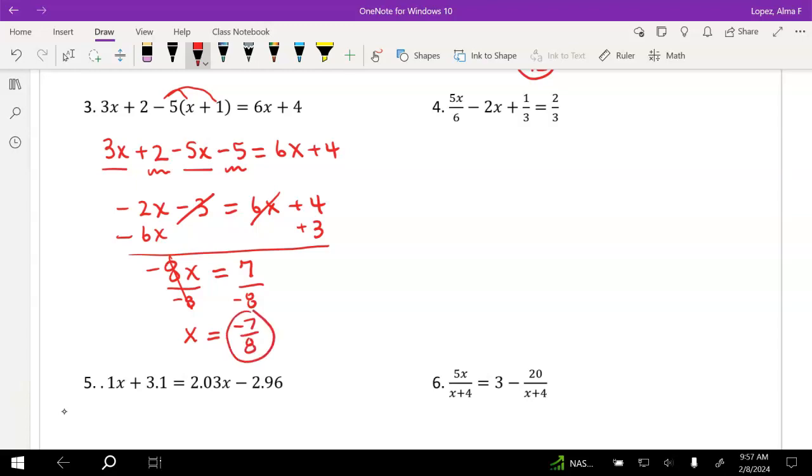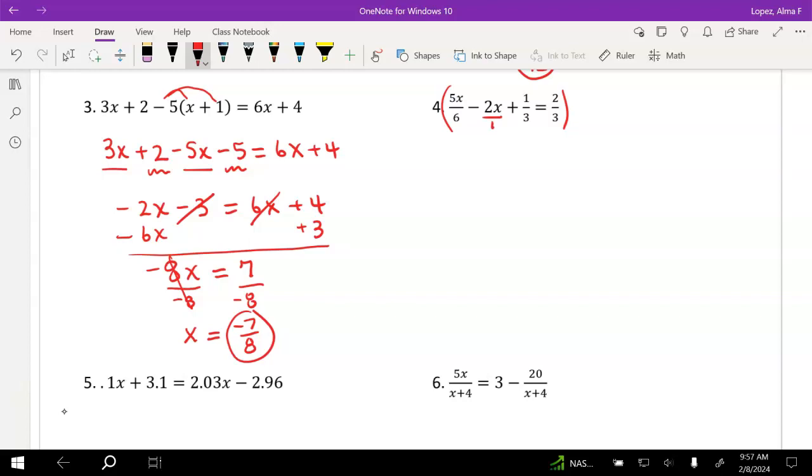For number 4, I'm going to start off by writing the 2x over 1, and then look for the least common denominator again. I always start with the largest number.